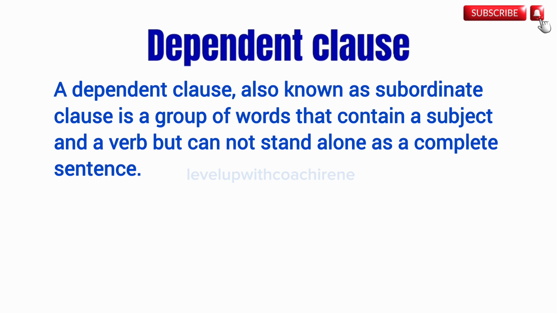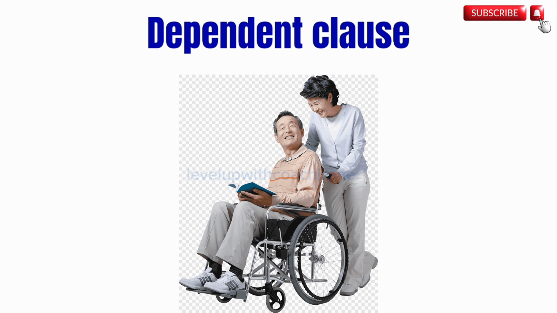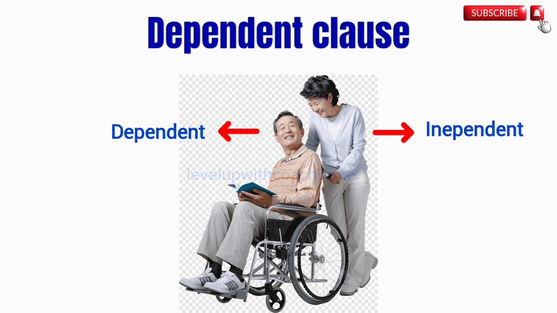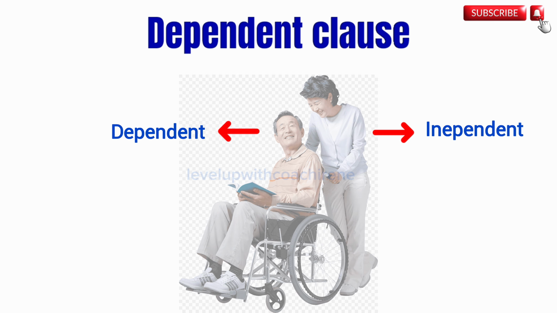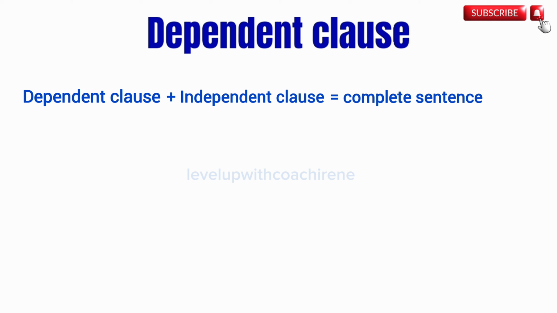Like I said earlier, let us imagine that a dependent clause is someone who is physically challenged, and so it needs someone who is independent or fit to help him whilst trying to move around. In this context, dependent clause depends on an independent clause to form a complete thought. Otherwise, the sentence or the thought won't be complete.